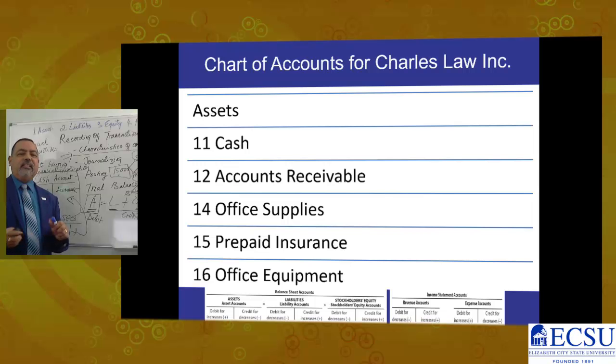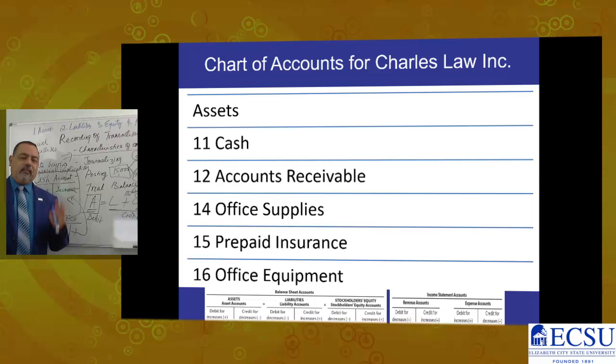So as you can see, this is a typical chart of accounts for Charles Law Incorporated. They have cash. Now, you may wonder why we are using 11 rather than 100. It all depends upon how many accounts you might have in your list. If you have a big company, probably you might start with 1001 or maybe 1,000,001 if you have several asset accounts. So that's how we decide on the digits.